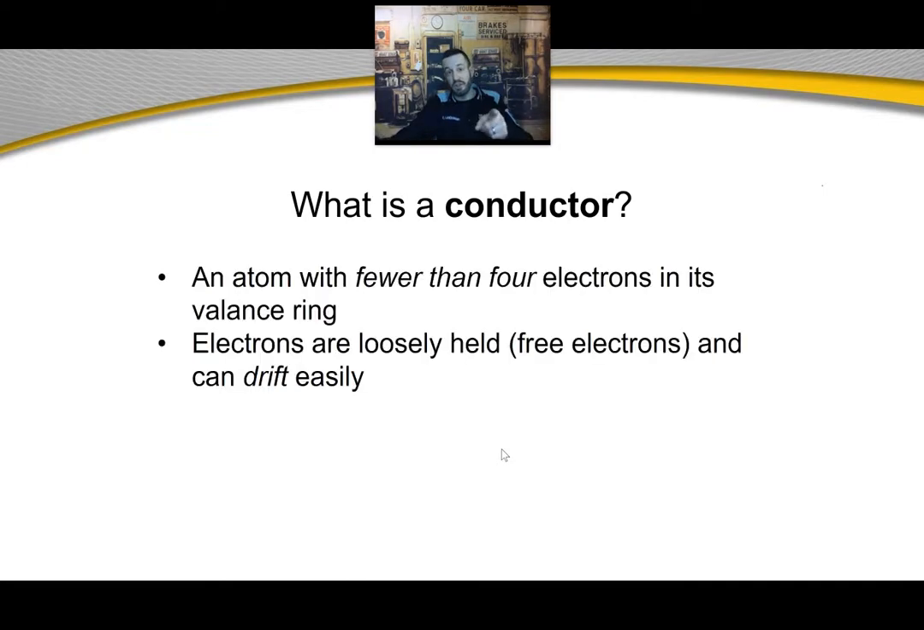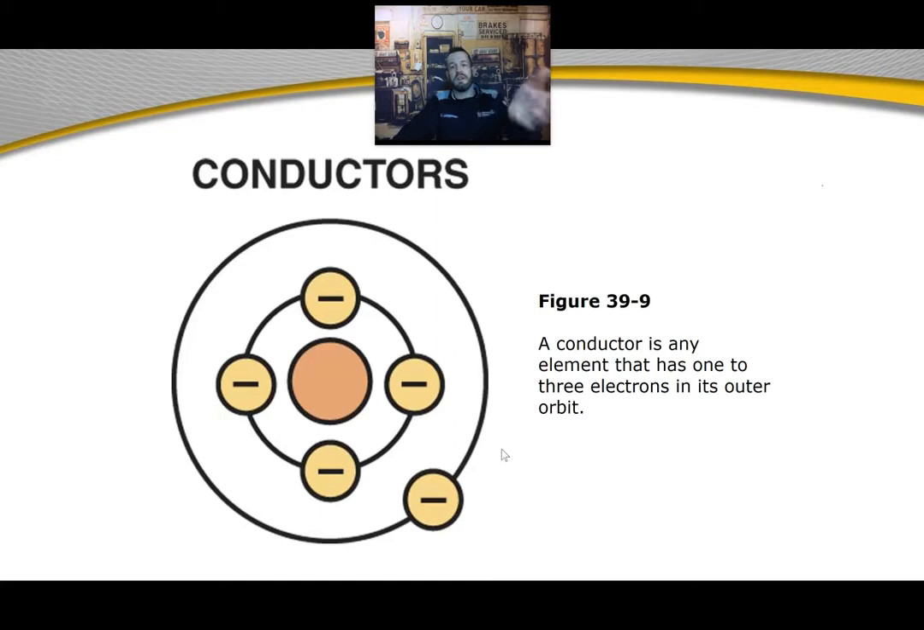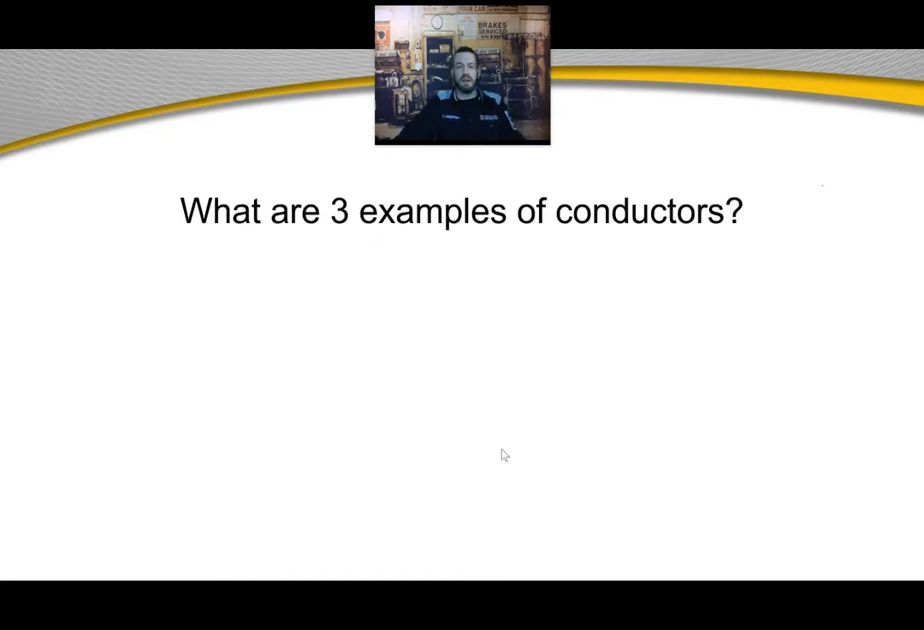A conductor is an atom with fewer than 4 electrons in its valence ring. They're loosely held, so they can drift easily. That's why they're conductors. They can flow electrons super easily. There you go, that one's only got 1. Three examples of conductors: copper, gold, steel.